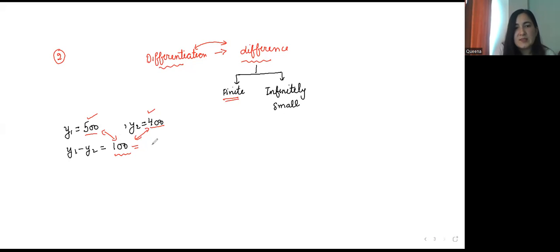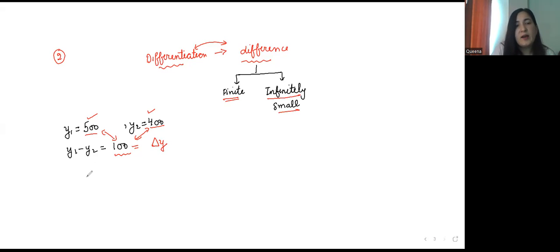And finite differences are represented by a special letter, that is delta. So this triangular shape that you are seeing here is known as delta, and y1 minus y2 is delta y. Now let us see what is infinitely small difference.